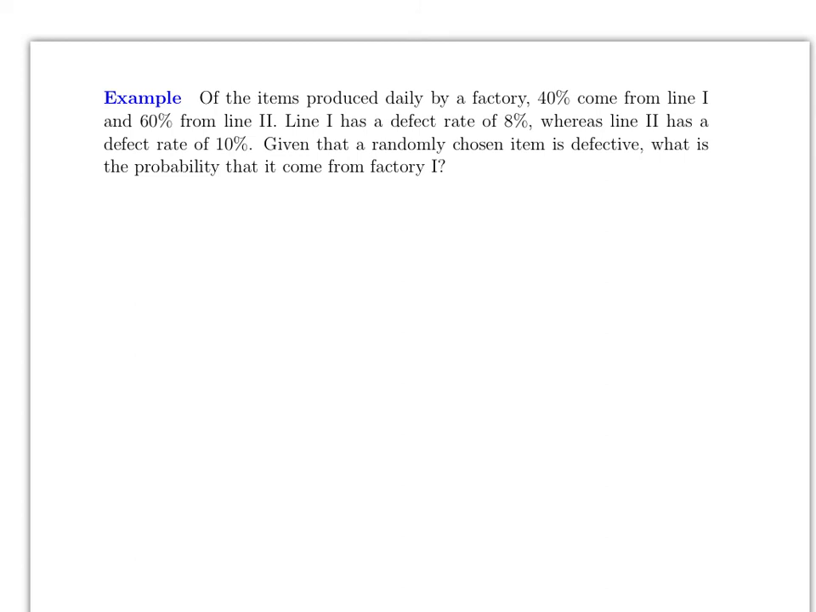Okay, let's look at this example, which we did the first part already, which was the total probability, but let's do the whole thing again. But now it's asking you a conditional probability. It says, given that a randomly chosen item is defective, what's the probability that it came from factory 1? So this is what we did before. The item came from factory 1 or factory 2. The probability that it comes from factory 1 is 0.4, and therefore from factory 2 is 0.6.